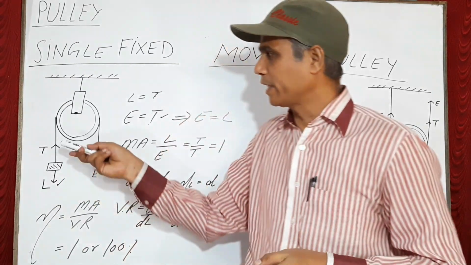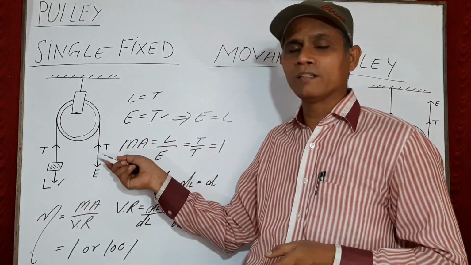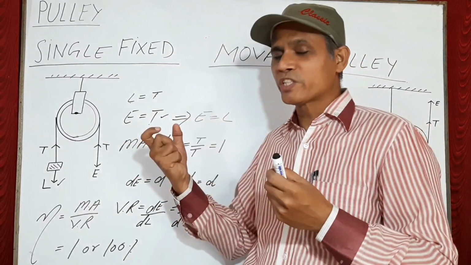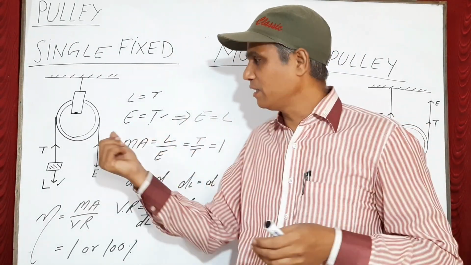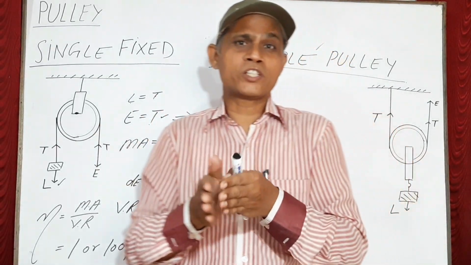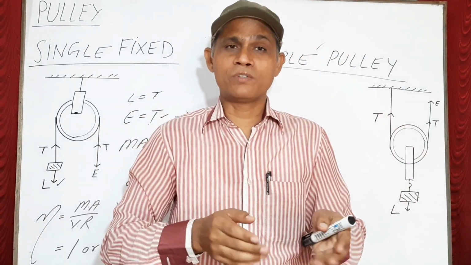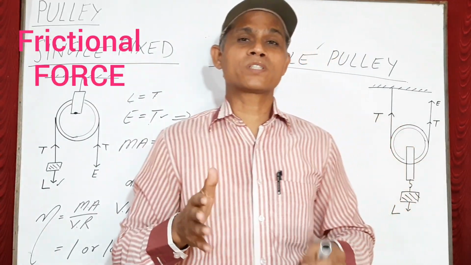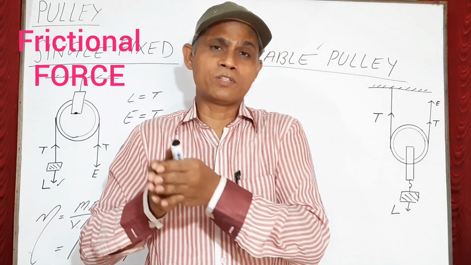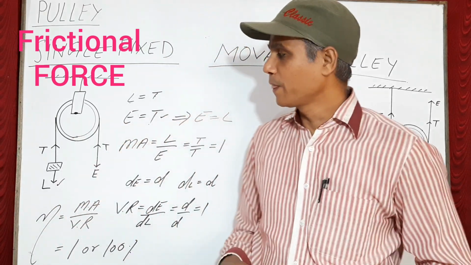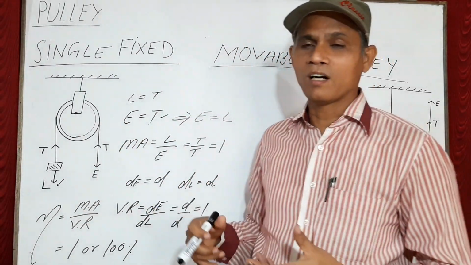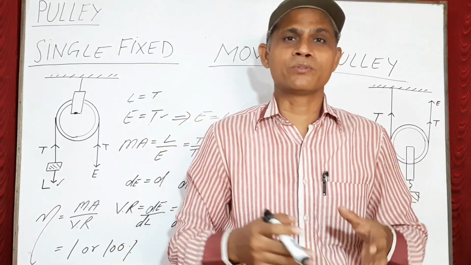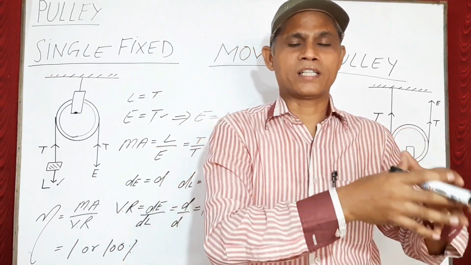Now how does the rope rotate the pulley? This is also important. There is a friction between the surface of the rim and the rope, and this frictional force is responsible for the rotation of the pulley. Now let us see how it functions, what will be the mechanical advantage, what will be the velocity ratio, and what will be the efficiency in this case.